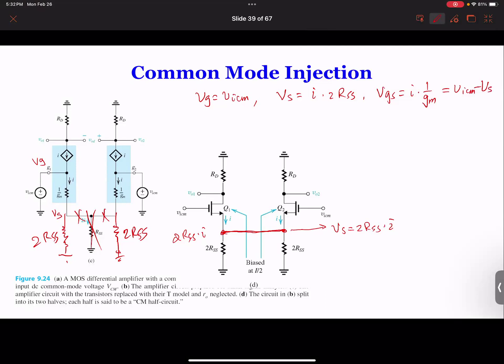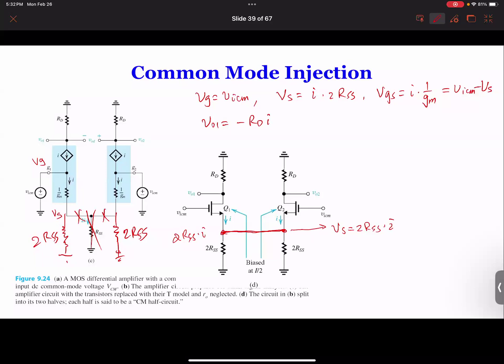Minus VS. So we can write it this way. So VGS. Once we know VGS, you can see from here we can derive, let's say, VO1. Let's do VO1 first. VO1 is going to be minus RD times I. But we don't know exactly what I is, so we cannot really get the relation between VO1 and VICM.